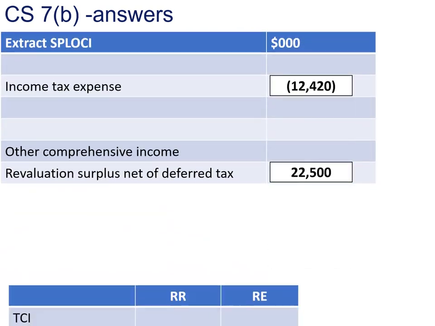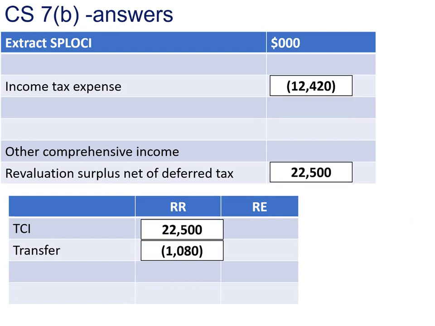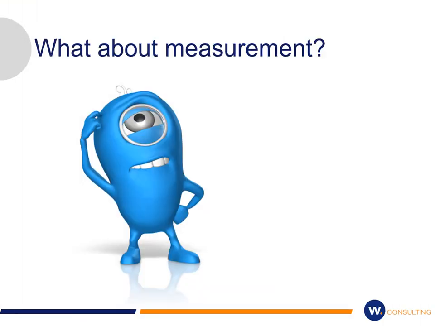So if we look at our statement of changes in equity, and we're told to prepare our income statement of changes in equity, we've got therefore the 12,420 goes through our statement of profit and loss and other comprehensive income as the expense, and then the 1080 and the 1440 go through our statement of changes in equity.